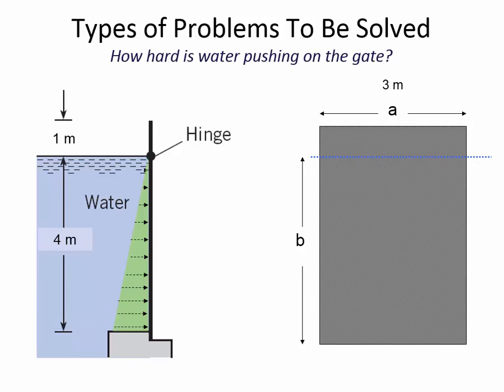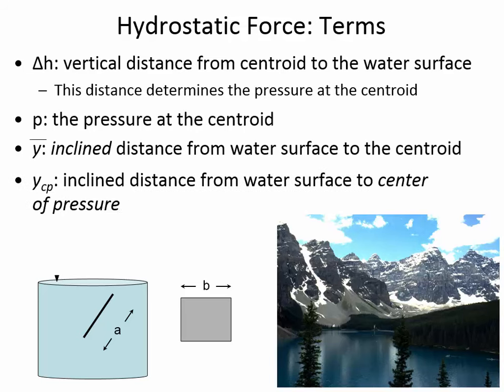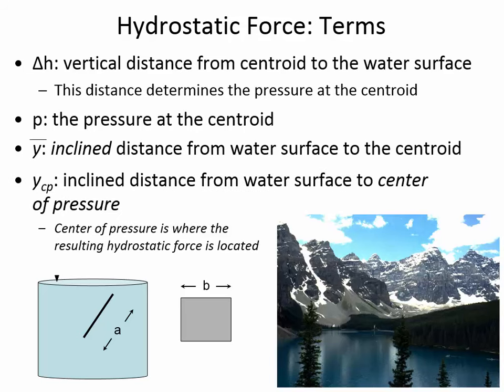So if we go back to this next one, YCP is what we're going to call the inclined distance from here down to where this equivalent hydrostatic force is. So I'm going to draw a little bit of an offset here. YCP is going to be the inclined distance from the water surface to where the force is located. So we have a formula that tells us YCP. And sometimes we use that formula to find the overall distance from the water to the location of the force.